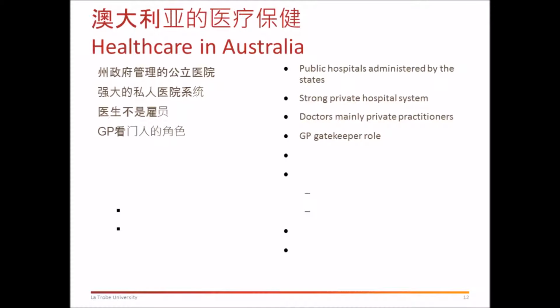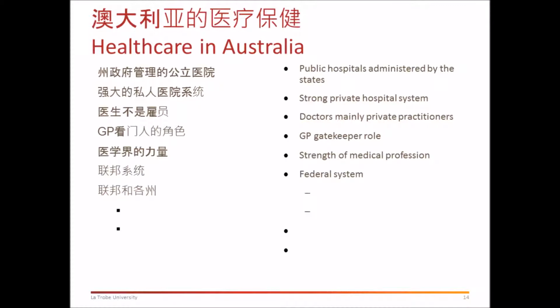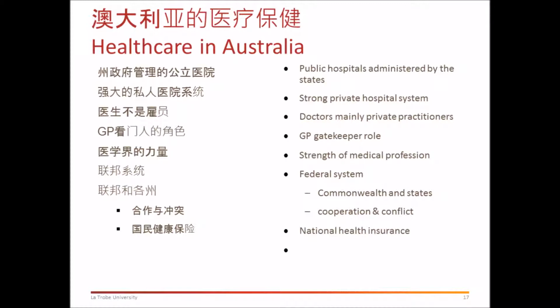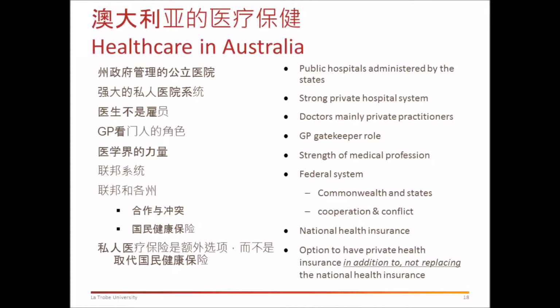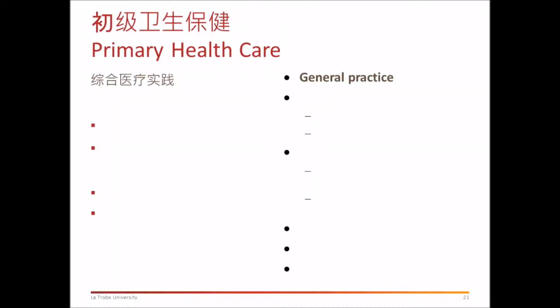Our GP forms the gatekeeper role in the system. The medical profession is politically very, very strong. We have a very strong federal system. The Commonwealth controls most of the taxation, so it's able to exert great influence on the states, even though the Constitution doesn't specifically give the responsibility of health to the federal government. We have a national health insurance scheme called Medicare, but we also have the option to have private health insurance in addition to, but not replacing the national health insurance system.